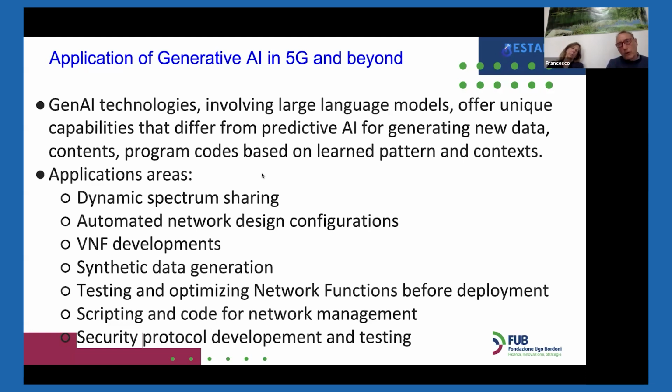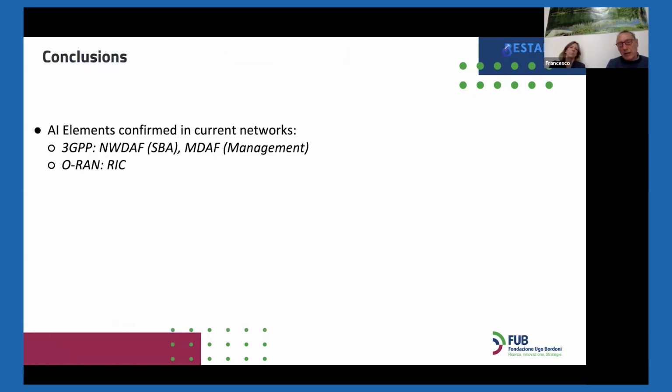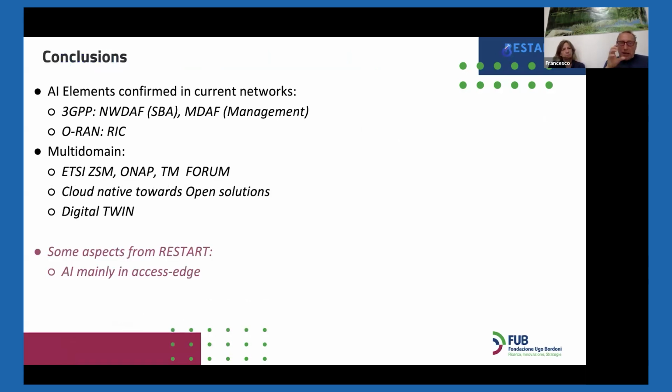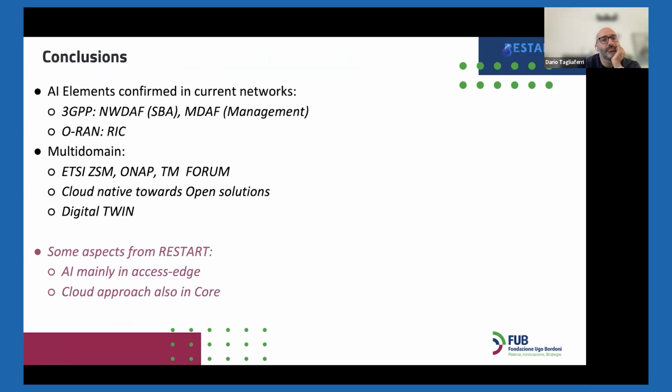Okay, just going to the conclusion, because this is the last one. And in conclusion, we can say that we have seen practically all the elements that regard the use of artificial intelligence in the network. We have seen different standardization bodies with different solutions for the elements. We have seen how all these elements can cooperate with each other, just to obtain a total behavior of the network going towards a complete automation of the network. In particular, we have seen the ZSM, the importance of the evolution towards the cloud native, towards open solutions, and the important role that the digital twin will have in the network.